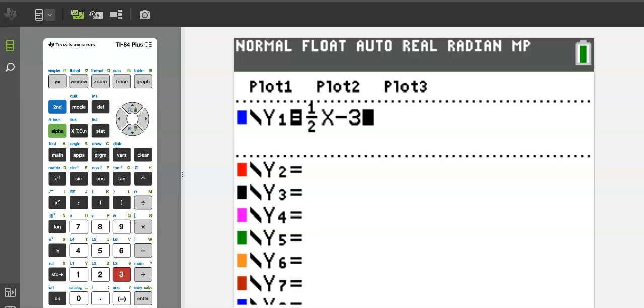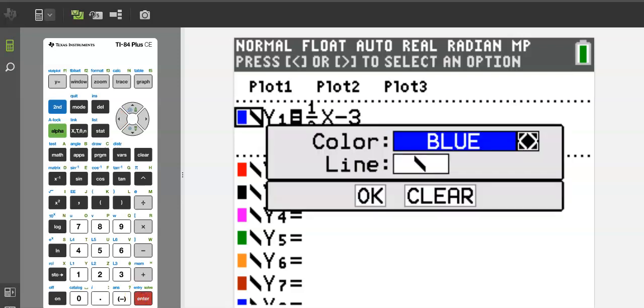Now, for you to see the shading, for you to see where to shade, I need you to scroll all the way over to the left and highlight the color and the line. See how there's that box around the color and the line? Okay? You're going to hit enter, and you're going to scroll down to the line piece.